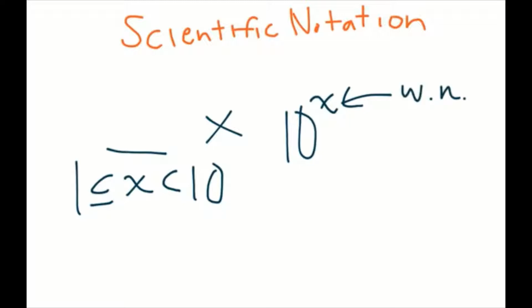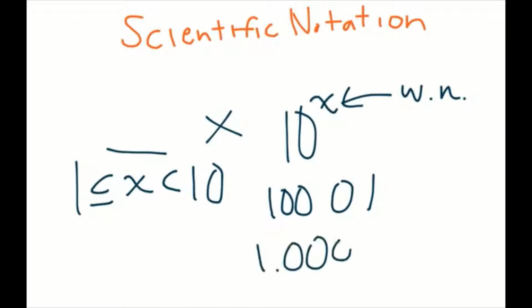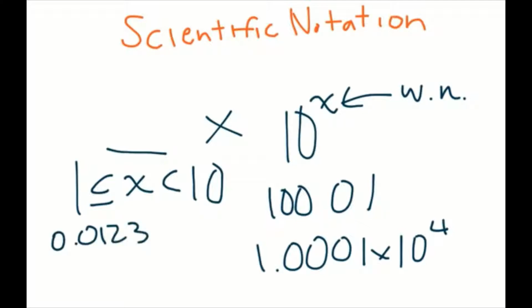So for 10001, we can rewrite that as 1.0001 times 10 to the 4th. What about 0.0123? Well, that's just 1.23 times 10 to the negative 2.